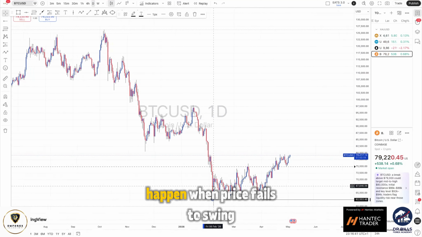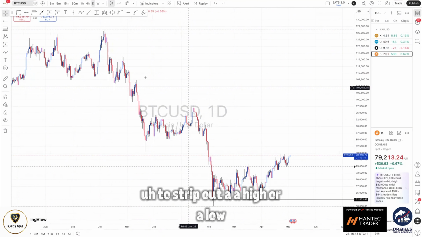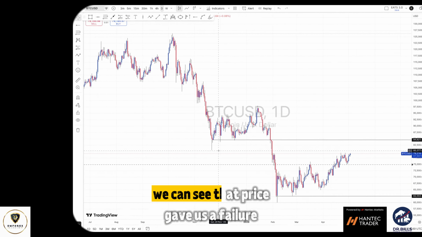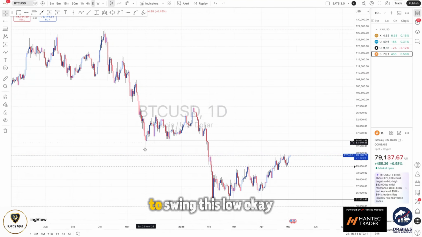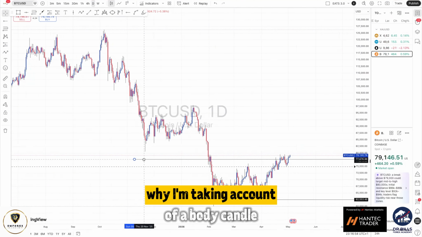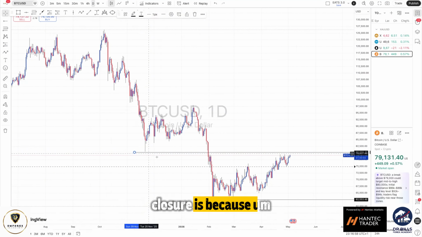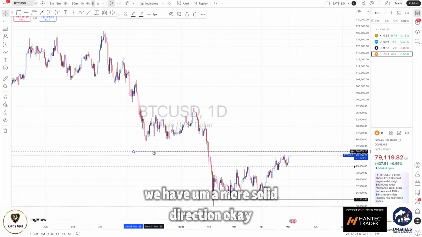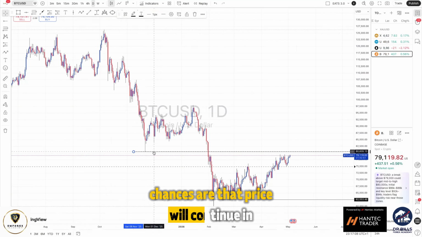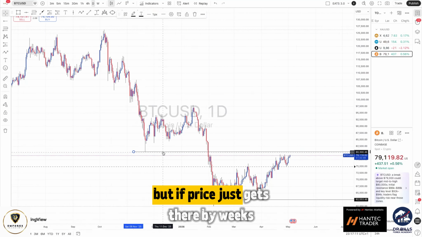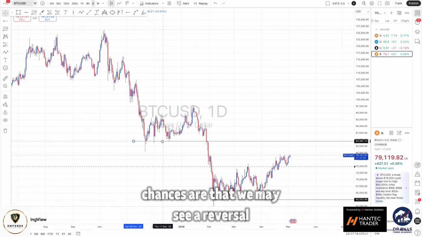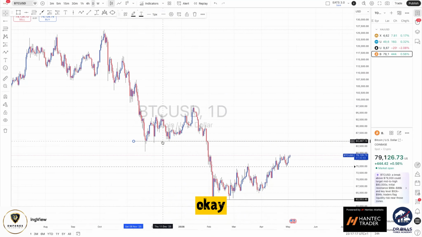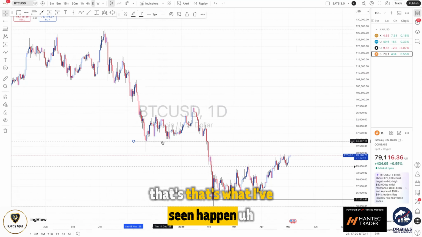So there are certain things that happen when price fails to sweep out a high or a low. Also at this level here, we can see that price gave us a failure to swing this low. What I'm taking account of is the body candle closure, because the moment price breaks and closes below the body candle, we have a more solid direction. Chances are that price will continue in that direction. But if price just gets there by wicks, chances are that we may see a reversal. That's what I've seen happen severally on the market.